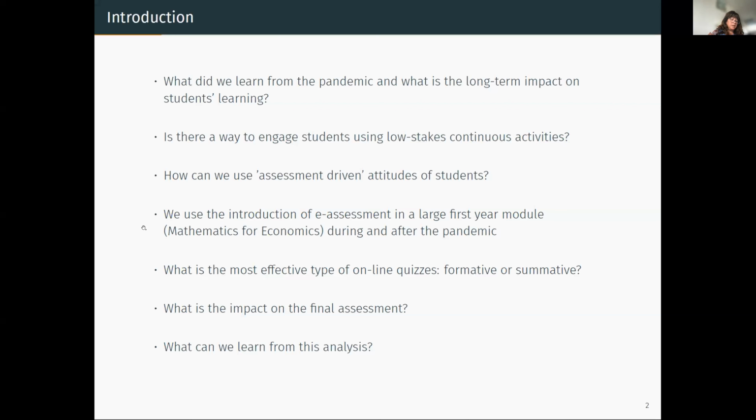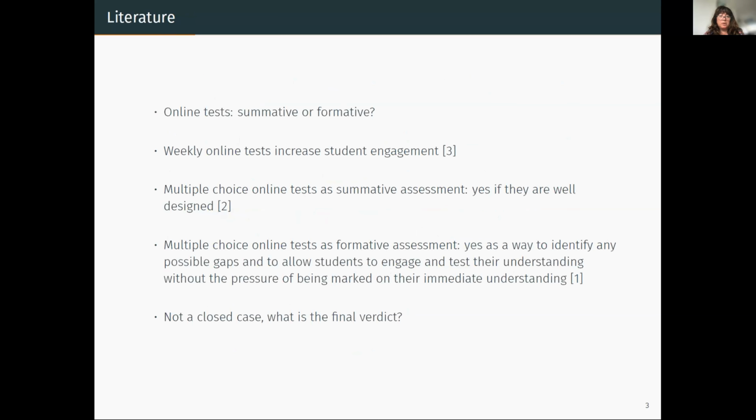We are presenting the different engagement, for example, between formative and summative assessment, and my colleagues will present the differences that come from the final assessment. So think of this as an overall assessment strategy for the whole module when we move to on-campus assessment. I think we can move to the next slide.